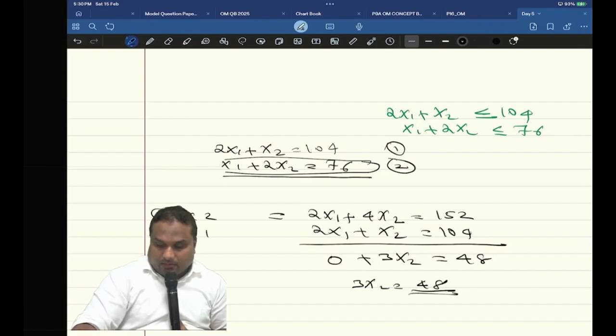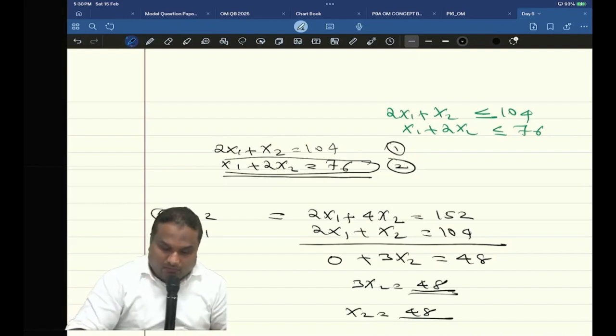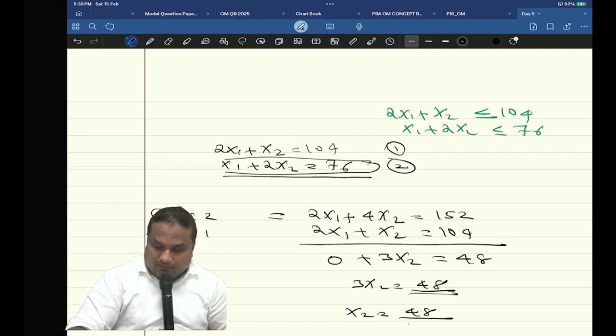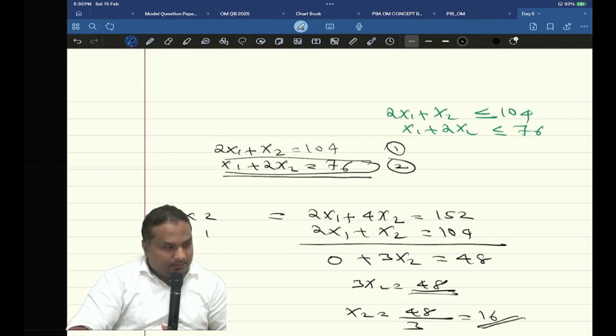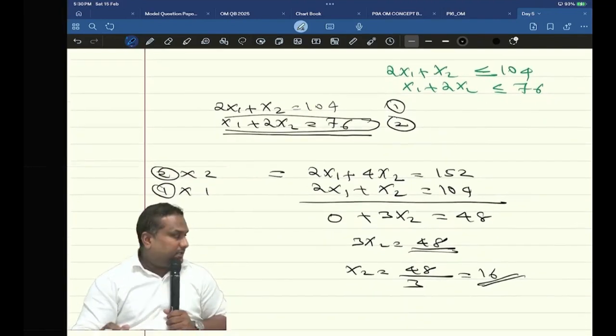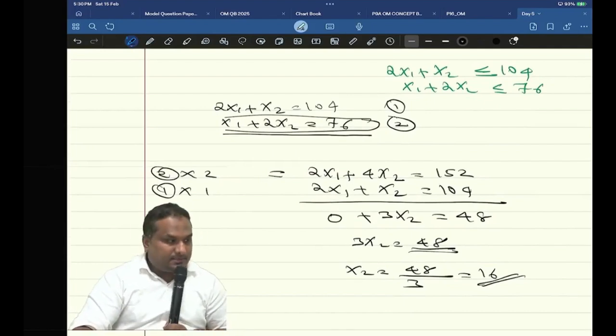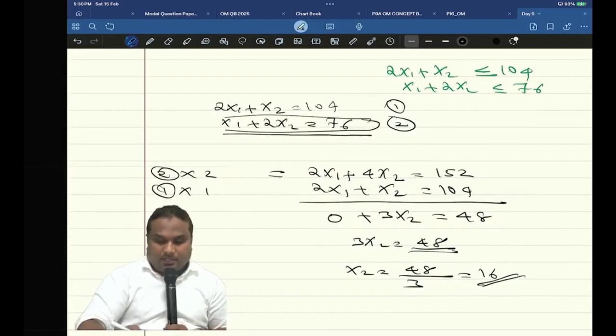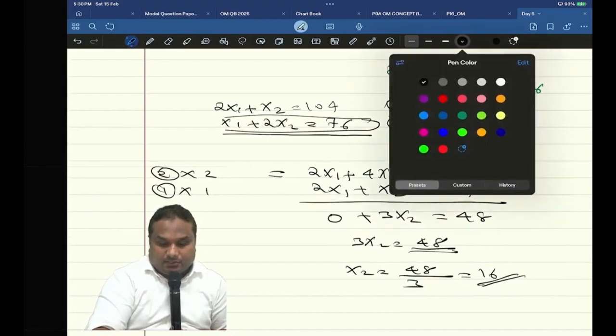Now x2 is equal to 48 divided by 3. 152 minus 104 is 48, and 48 divided by 3 is 16. So x2 is equal to 16. Now we got x2 is equal to 16.